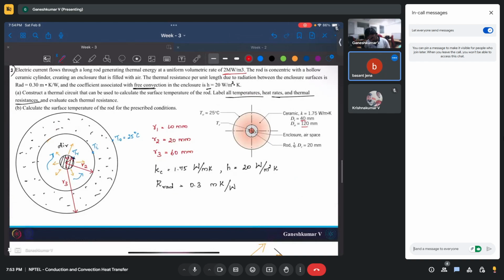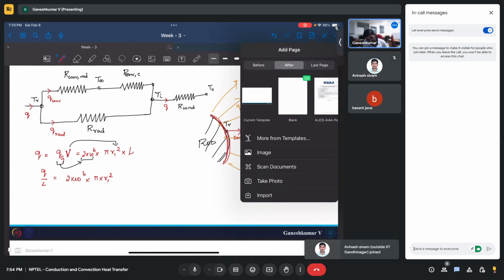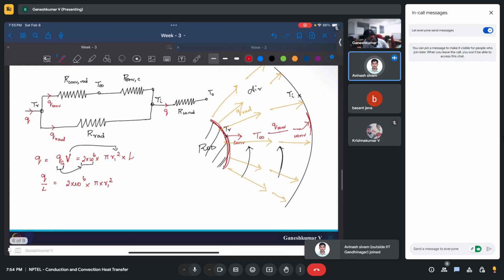What we need to find is the surface temperature. We already know the T naught here, and we need to find TR here. We know the Q. Then we can find the total resistance, because with parallel and series you can find the total resistance, and once you find the total resistance you can find the surface temperature. Is that clear?